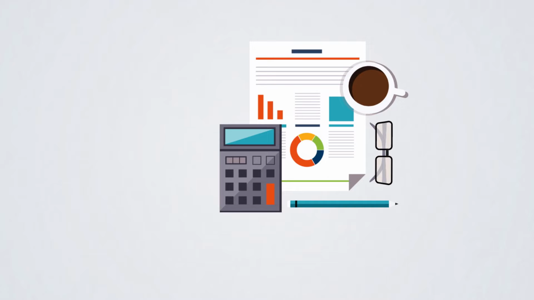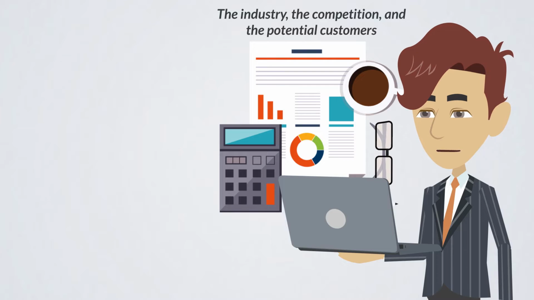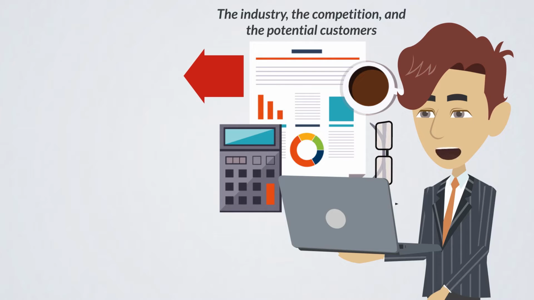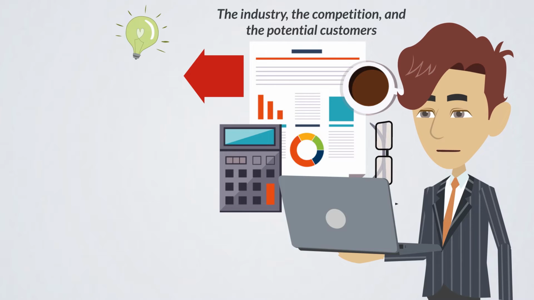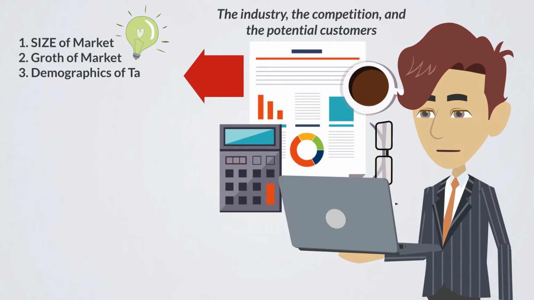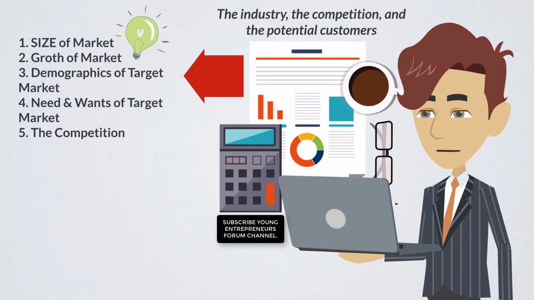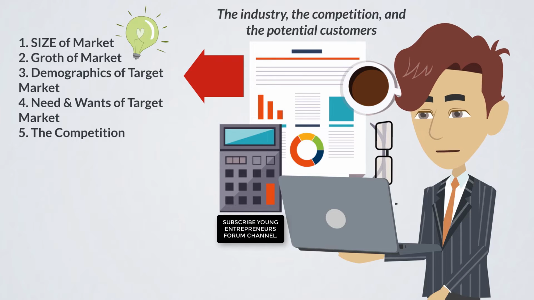Step 4. Market analysis. The first step in writing a business plan is to conduct a market analysis. This will give you a clear understanding of the industry, the competition, and the potential customers you will be targeting. To do a market analysis, you will need to gather data on the following: the size of the market, number of potential customers, the growth of the market, projected future growth, the demographics of your target market, location, age, income, etc., the needs and wants of your target market, what they are looking for in a product or service, the competition, who else is offering products or services similar to yours.